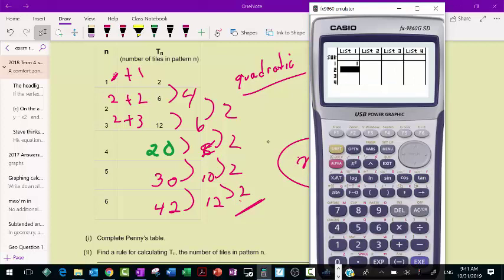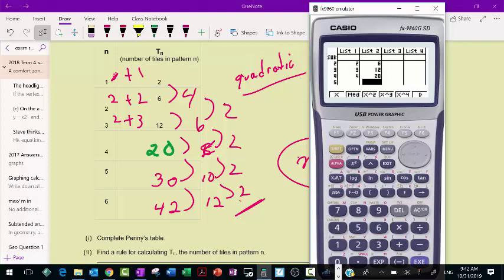Two, 3, 4 if you want. Don't need 4, but we can do 4. And then we go over and we go, okay, what's the y value, which is 2, 6, 12, 20. Now, go to Calc, go to Regression.